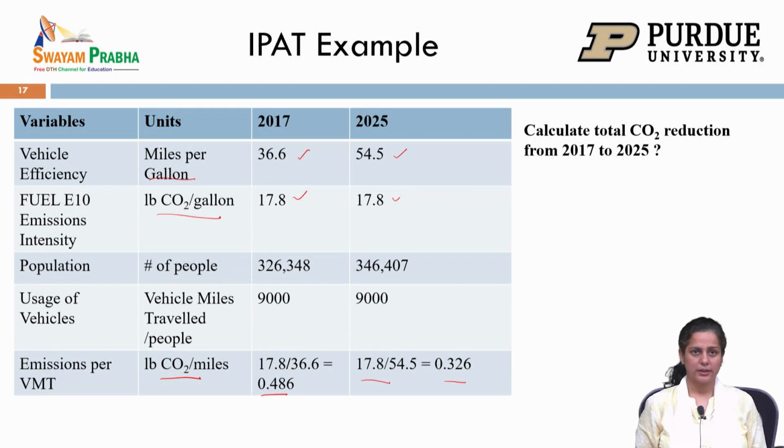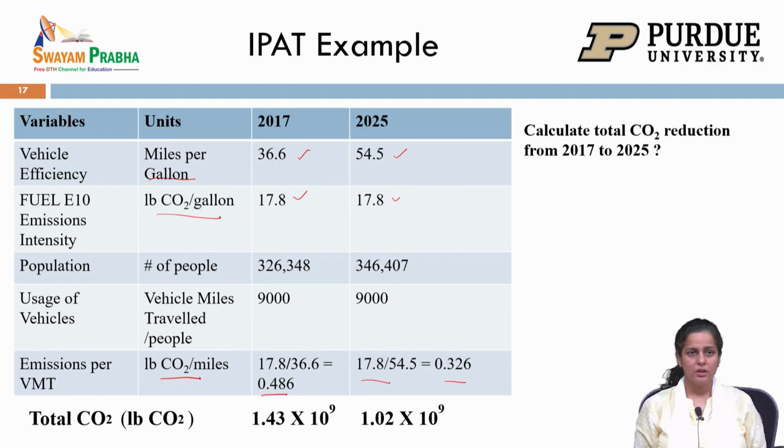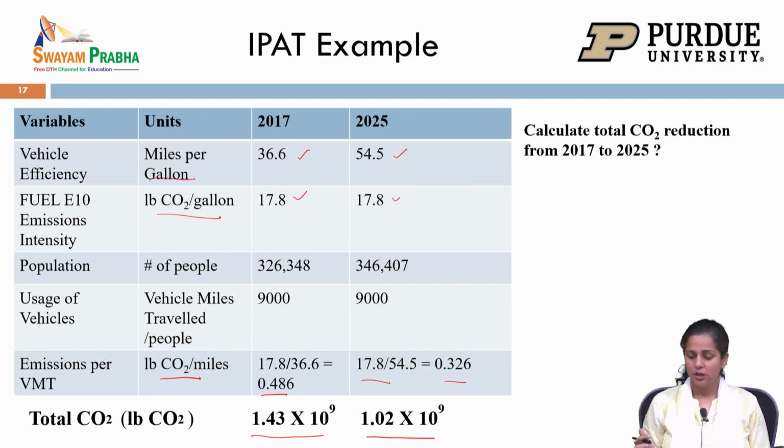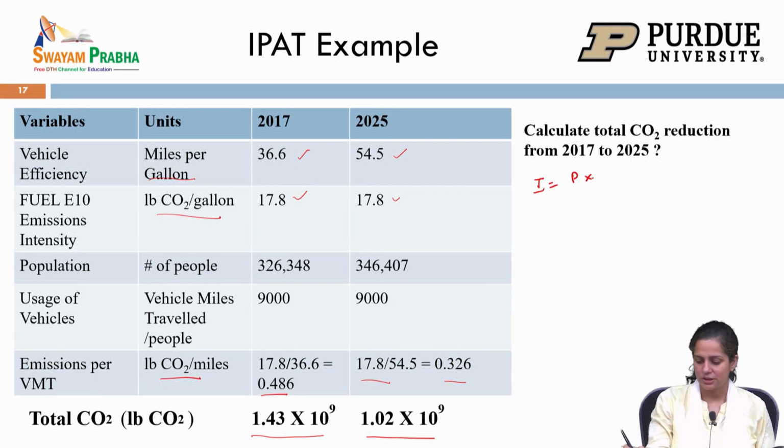Alright, let us look at the solution now. The total CO2 emitted is 1.43 into 10 to the power 9 for 2017 and 1.02 into 10 to the power 9 for 2025. Let us see how we calculate it. We have the impact given by population times affluence times technology. Our population is the number of people. Affluence is how much is the usage of vehicle.